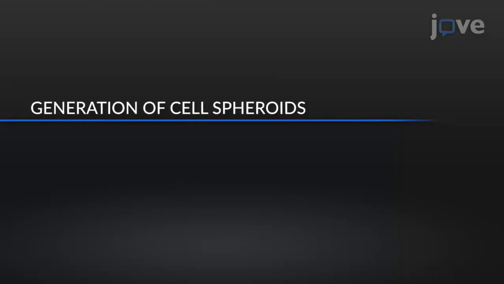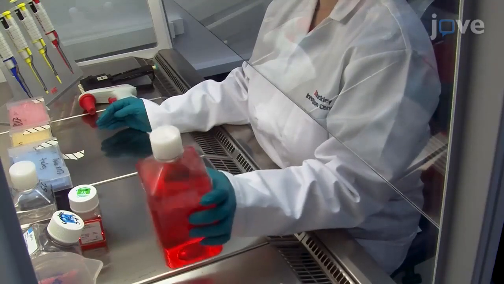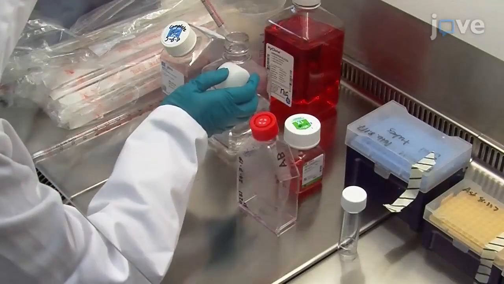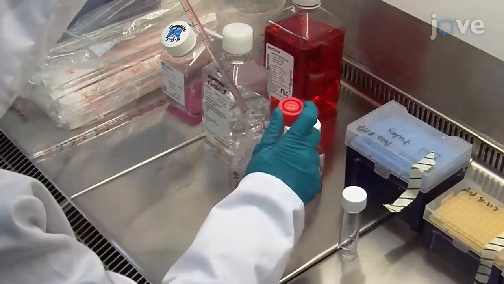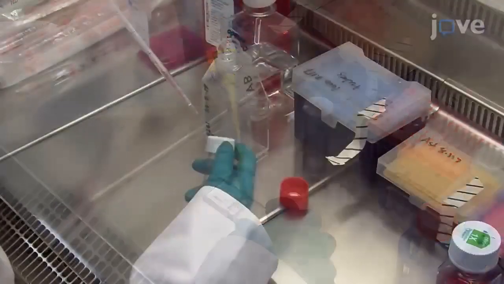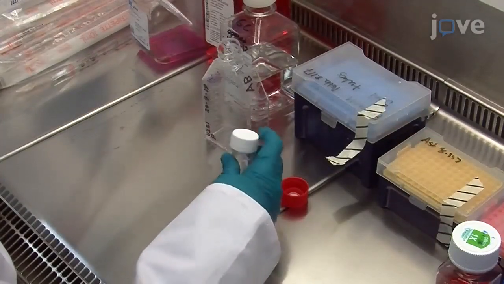On the first day of experimentation, have the standard culture medium, in this case U251, ready for the appropriate cell line. In a tissue culture hood, add 0.5 milliliters of trypsin into the culture to trypsinize the cancer cells. Count the cancer cells on a hemocytometer and dilute to a concentration of 5 × 10⁵ cells per milliliter.